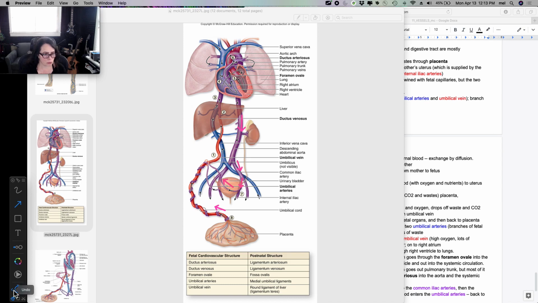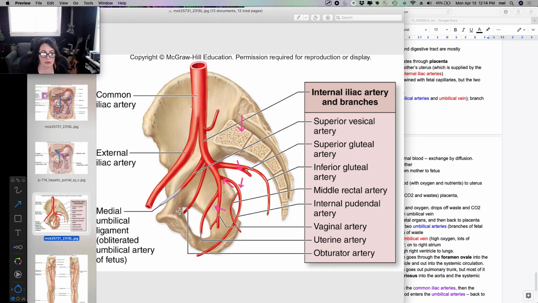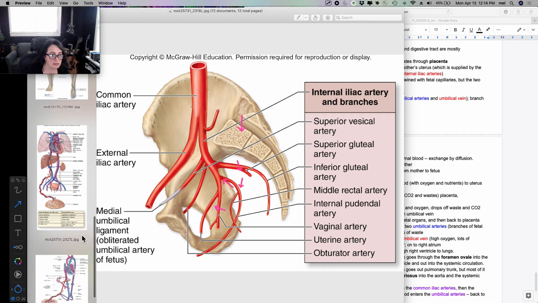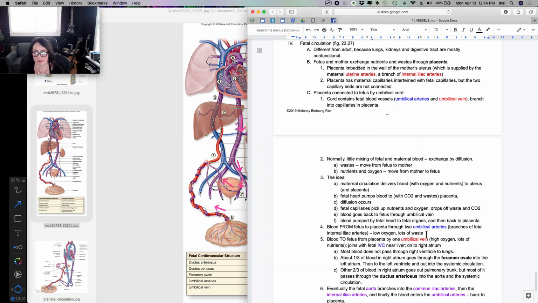Okay, so one little thing that I pointed out before: remember this little guy right here? This is the remnant of an umbilical artery in the fetus that you can still find in an adult. So this little guy right here is the remnant of the umbilical arteries that came off of the internal iliacs. So it's kind of interesting. They're hard to find in a cadaver.